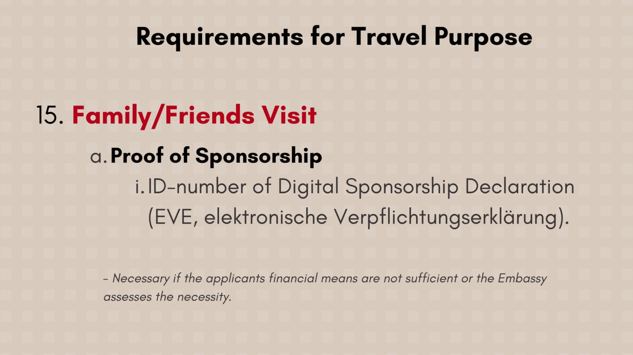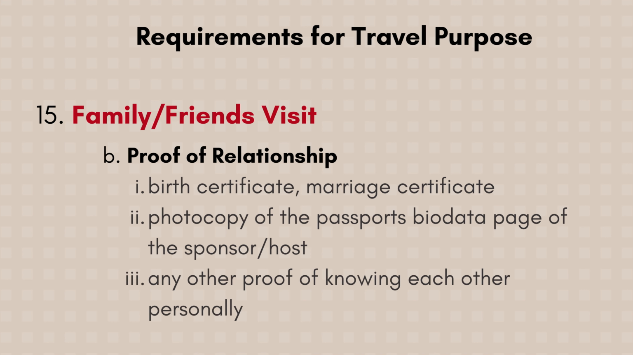Number 2, proof of relationship. If your host is a family member, then include a copy of the birth certificate or marriage certificate showing how you are related. Aside from that, a copy of his or her biodata page, as well as a residence permit if he or she is not an Austrian. And of course, you can show other proof of your relationship.